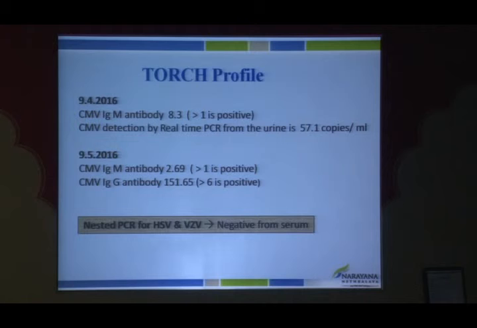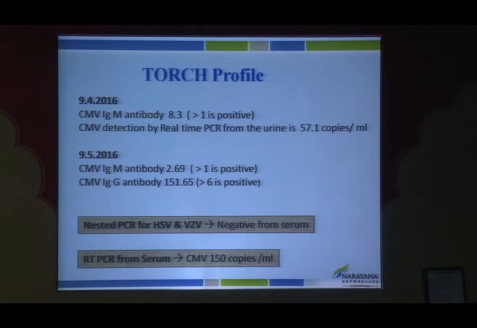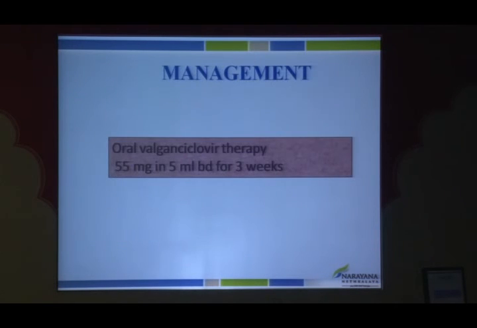When we did the PCR from the serum, it was negative for HSV and VZV, and CMV came with significant copies of 150 copies per ml. We advised admission and intravenous ganciclovir therapy, but the patient's father is a doctor and the mother a neonatologist, and when the child had an active infection, we only managed symptomatically, so they were not keen. So finally, we made the local pharmacy prepare the oral preparation. We started the child on oral ganciclovir therapy, following which we could see complete resolution of the peripheral retinitis in this child.